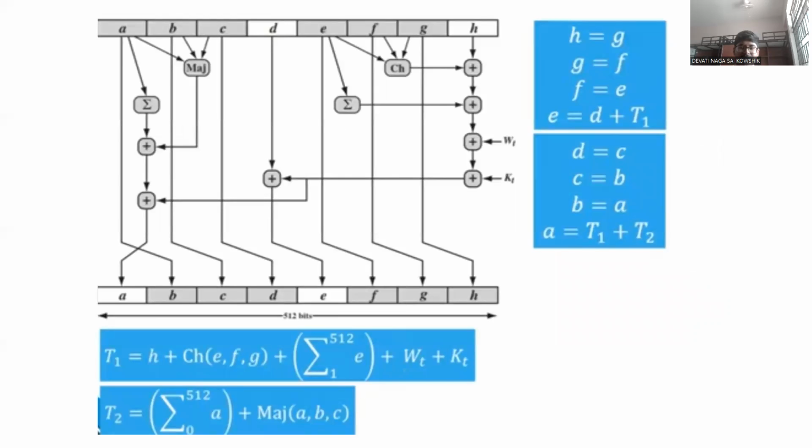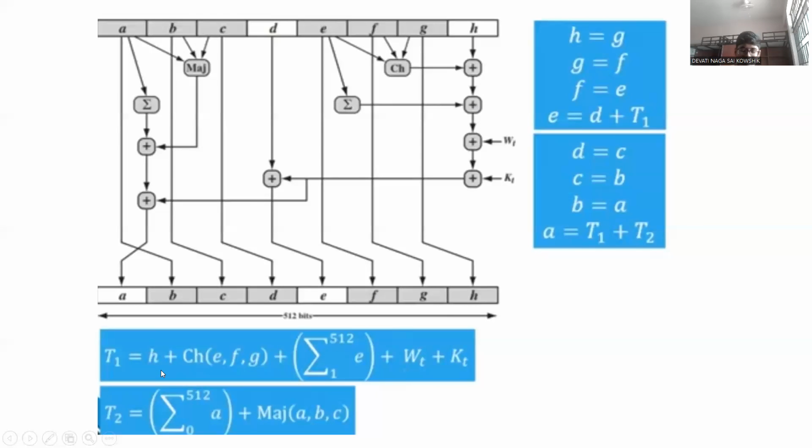Now coming to the round function, here you can clearly see that there are 8 registers, and the output of A is given to B as input, B is given to C as input, C is given to D as input, and E is given to F as input, F is given as input to G, and G is given to H. Here you can clearly notice that for E the input is D plus T1, and for A it is T1 plus T2. These two are exceptions, and these T1 and T2 values can be calculated by using this formula.